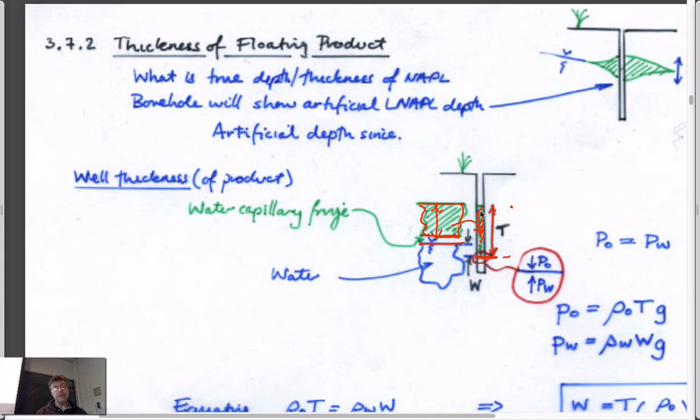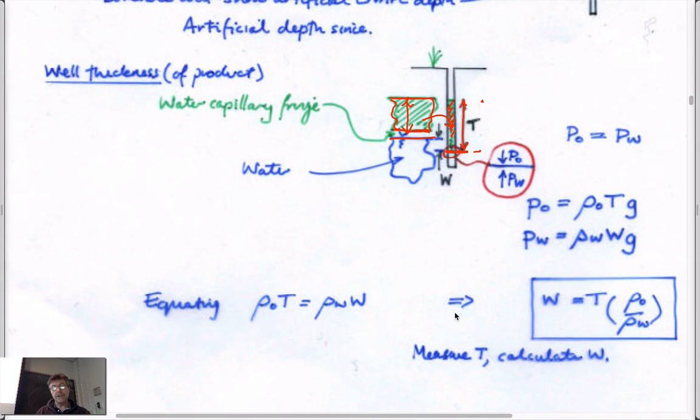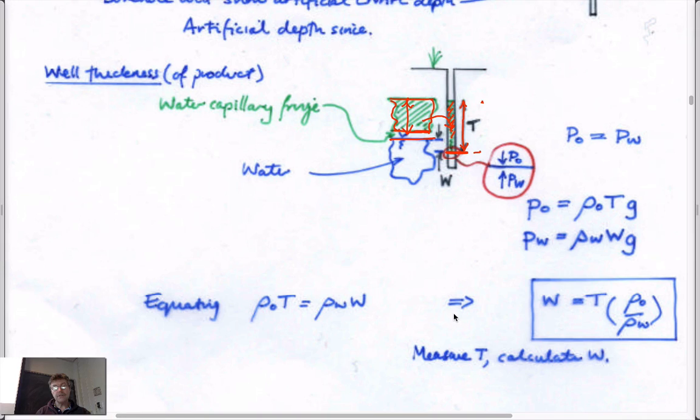So the question is, are we able to figure out exactly what the difference is between those two magnitudes? We can do a relatively simple calculation, looking at the depth of material that exists in the aquifer, which we'll call W. This depth here is W, the difference between the height of the NAPL in the aquifer and the depth of the base of that layer within the borehole.